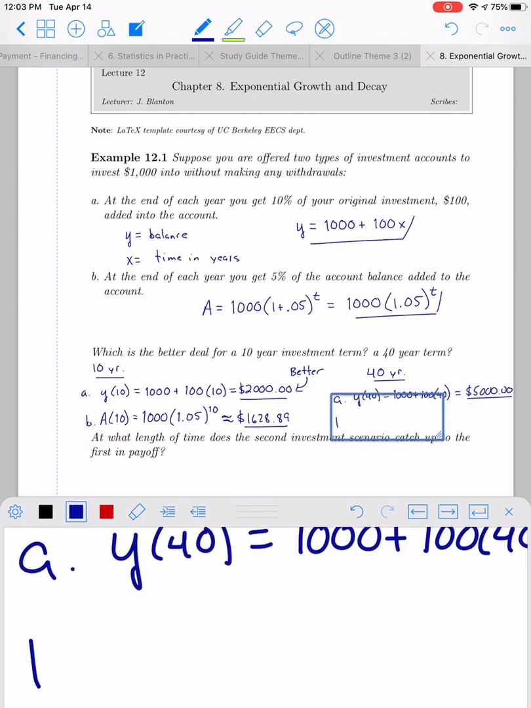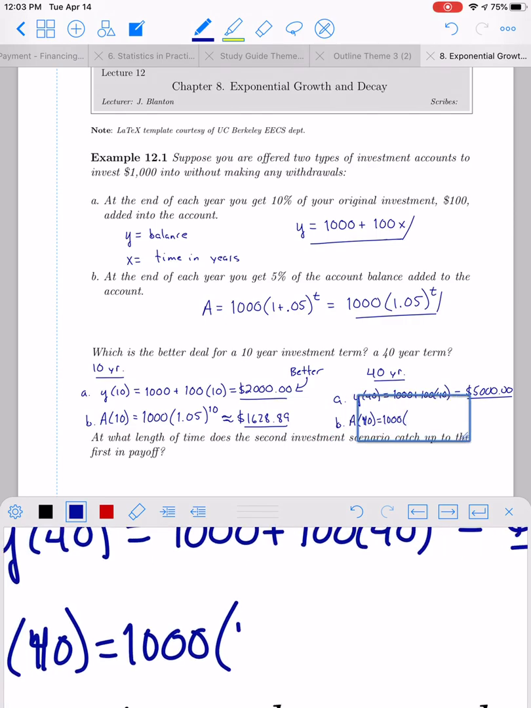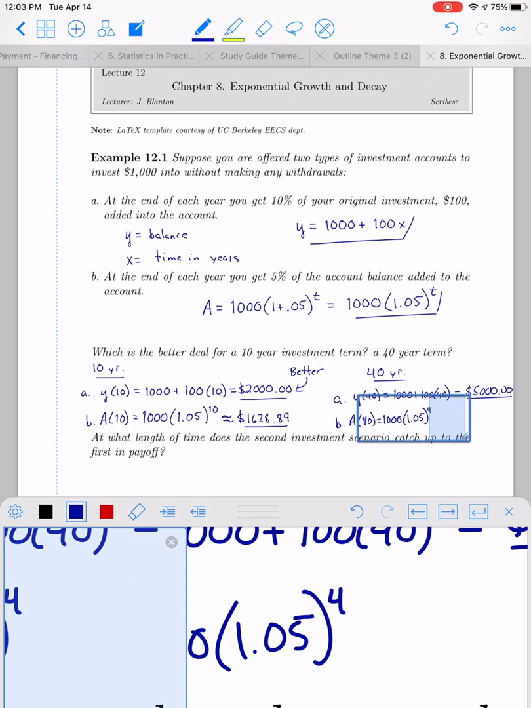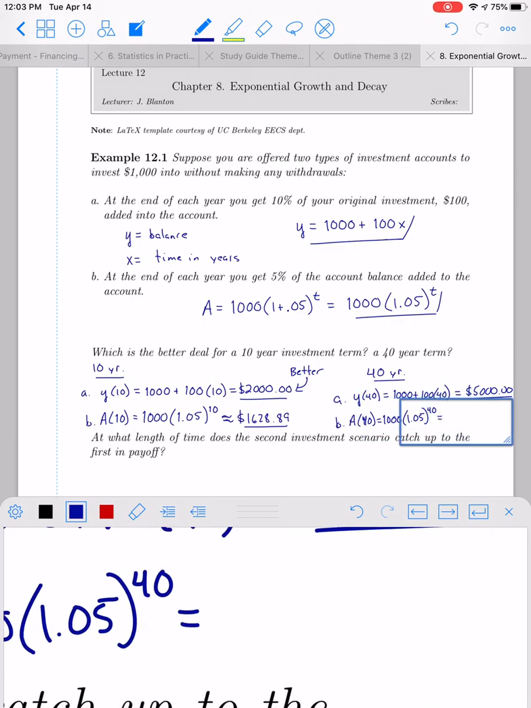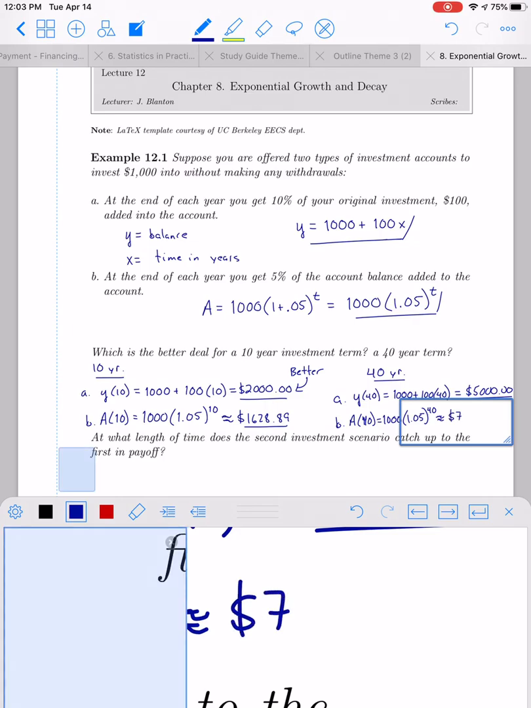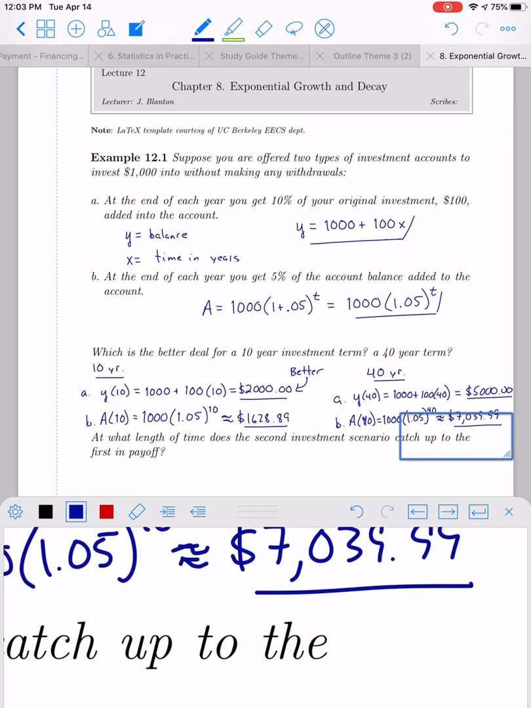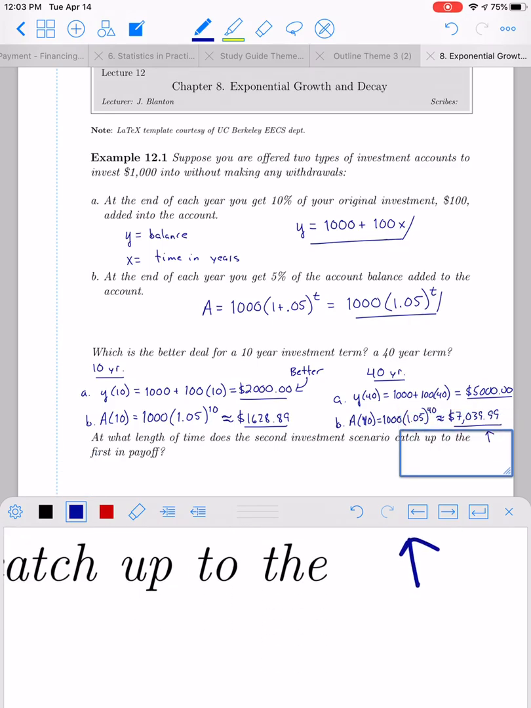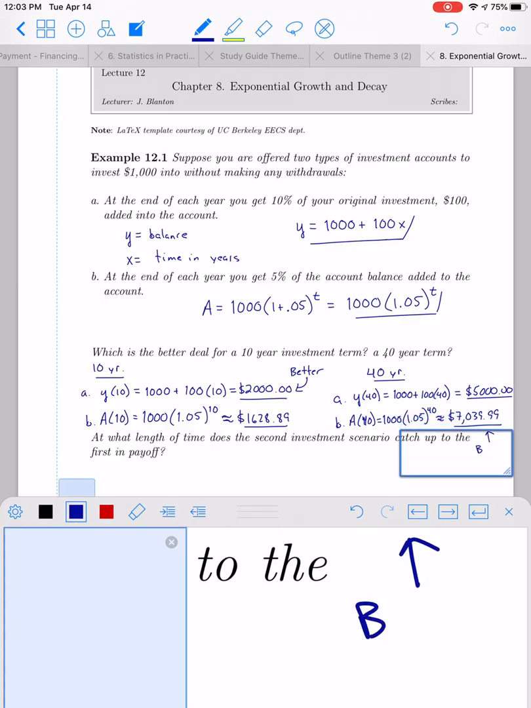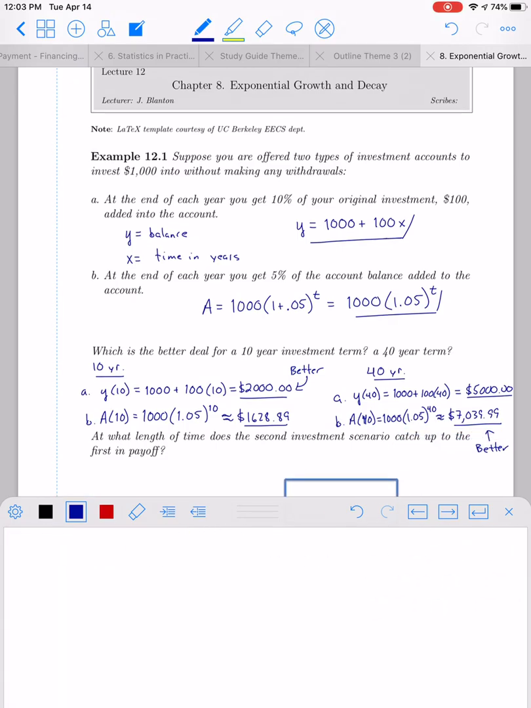Okay, plugging things into part B's model, 40 years into the future, 1,000 times 1.05 to the 40th, that's going to give us approximately $7,039.99. So sure, maybe the exponential model is not better at first, but eventually it catches up and surpasses the linear model. In other words, the value is more.